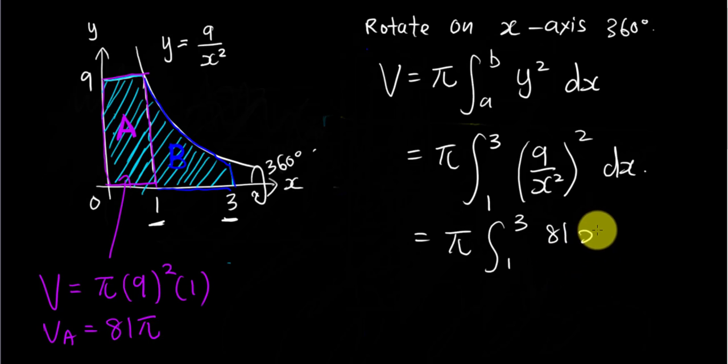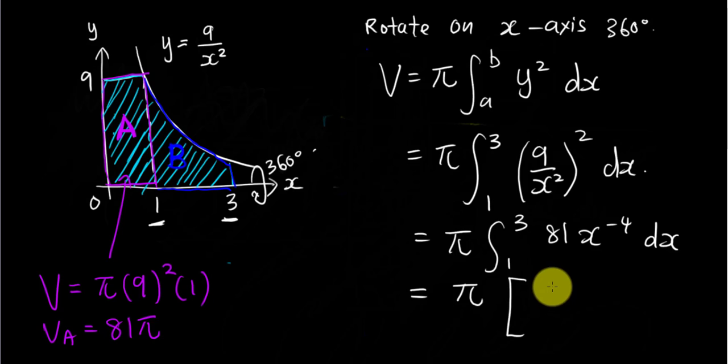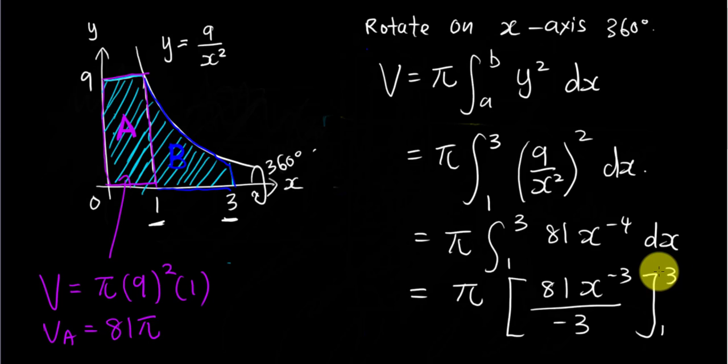So over x power 4, I will say this is x power negative 4 dx. And then from here onward, I will actually integrate it. So when I integrate it, the method is: power plus 1, negative 4 plus 1 will be negative 3, and then divided by negative 3. Alright, and then this one will be 1 to 3.